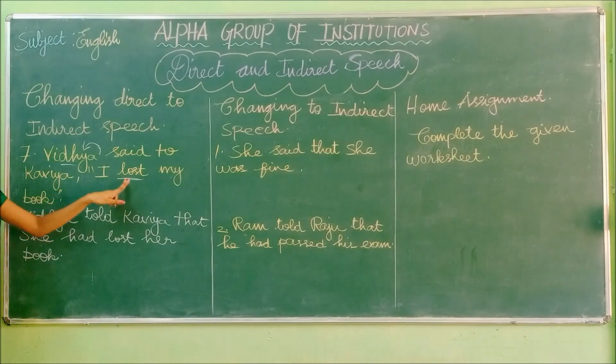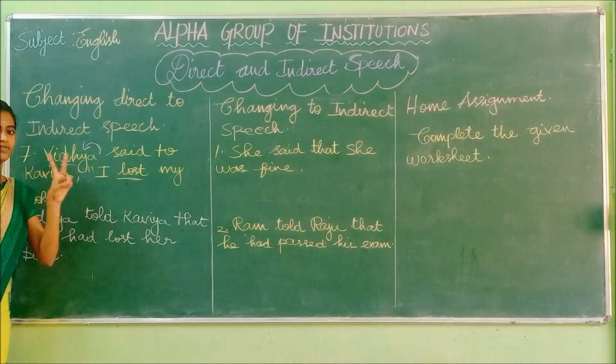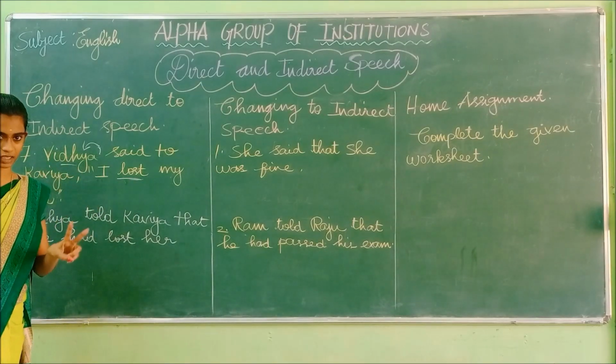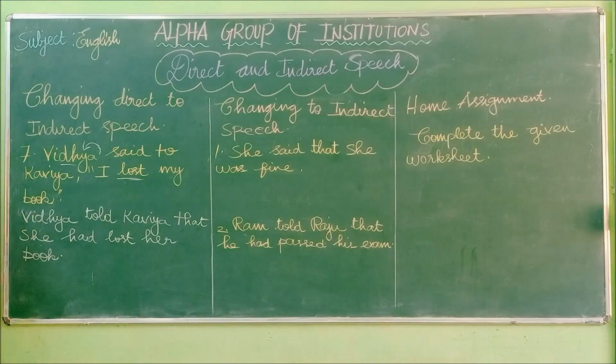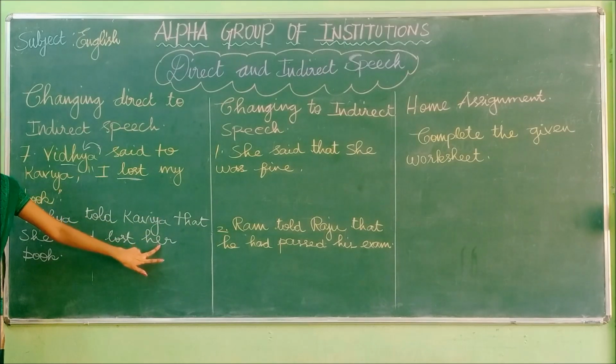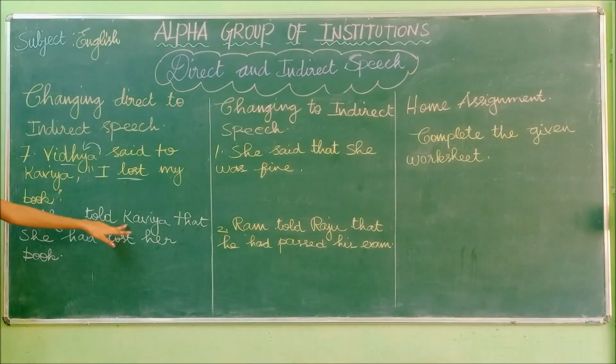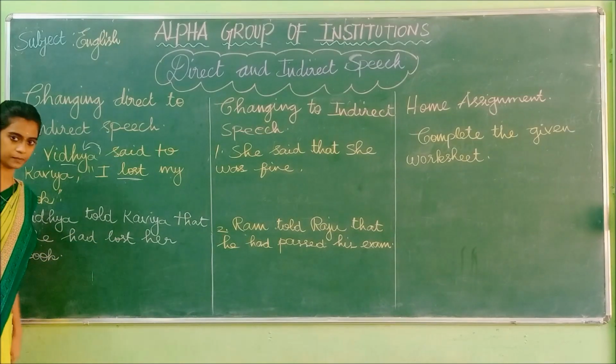Next we have to look at the verb. If there is V2, the past tense, in the direct speech, we have to change it into had plus V3, that means had plus past participle. So I have written "had lost". And this "my" is changed into "her". So, Vidya told Kavya that she had lost her book. Have you understood this? Okay.